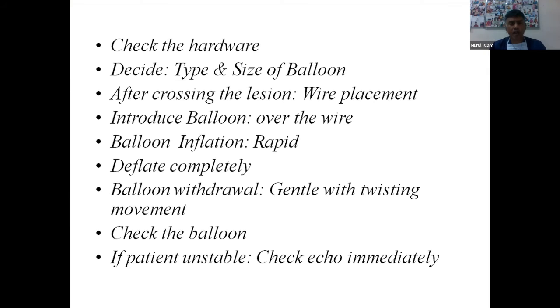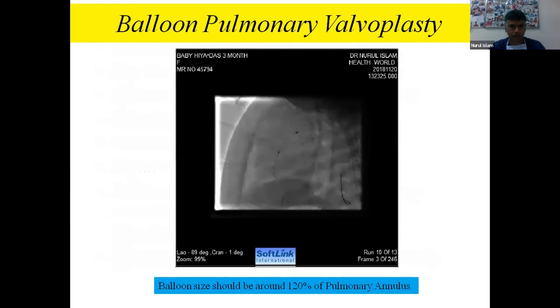Balloon inflation should be rapid, and you have to deflate completely, because a partially deflated balloon can cause injury to the structures. During balloon withdrawal, there should always be a gentle twisting movement, because it will help to take the balloon out very smoothly. And always check the balloon outside whether it is intact or not.